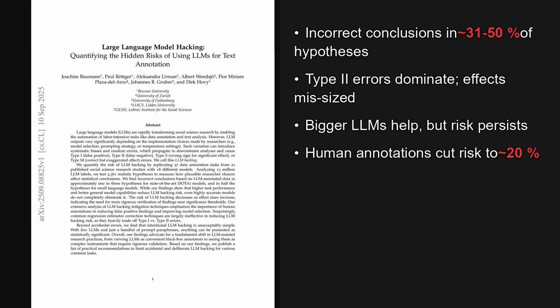Okay, 2 takeaways stand out. Automated annotation is fragile, with 1 in 3 conclusions flipping even for top models, and the biggest driver of error is proximity to the significance threshold, not clever prompting. The broader implication is simple. Treat LLMs as fallible instruments and put humans back in the loop to anchor inference.